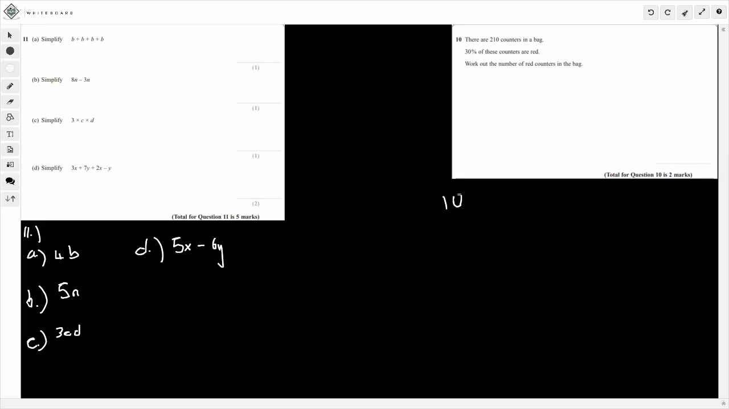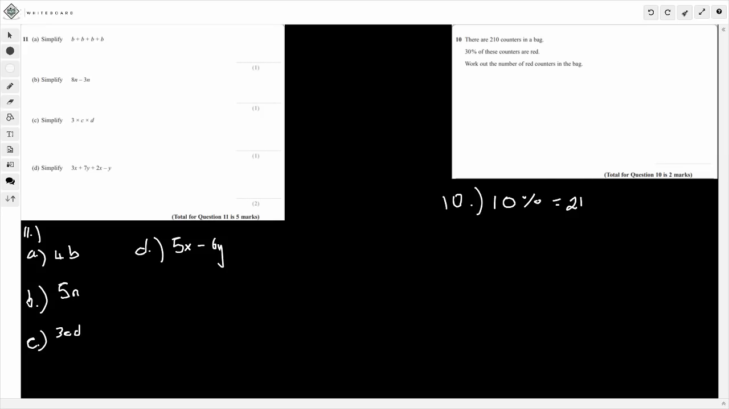Question 10 here. There's 210 counters in a bag. 30% of these counters are red. We have to work out the number of red counters in the bag. So you've got to be okay working out percentages. The nice way to do this is work out 10% and then scale it up to the number that we need. Well, if the starting number is 210, 10%, we're just going to divide this number by 10. So 10% in our example is going to be 21.